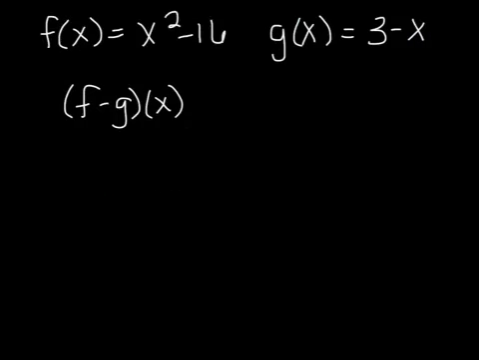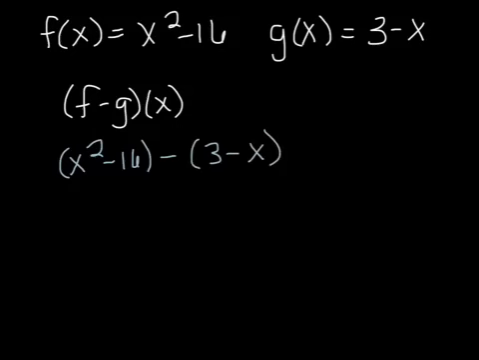This next problem, I have two functions. I'm looking for f minus g of x. What this is saying is I'm taking the function of f, so I'm going to put parentheses, x squared minus 16, and I'm subtracting g, which is 3 minus x.